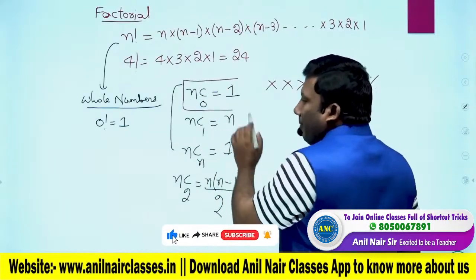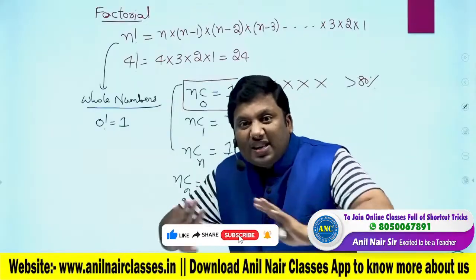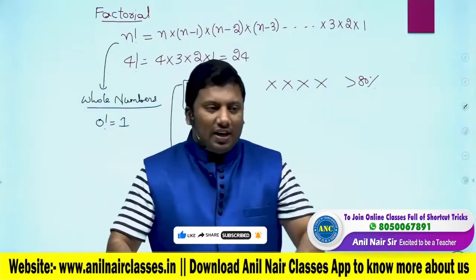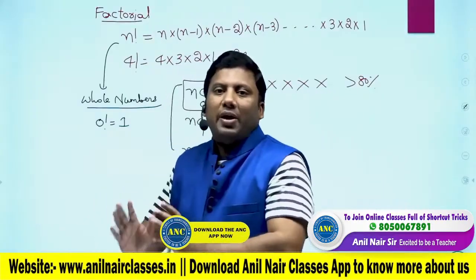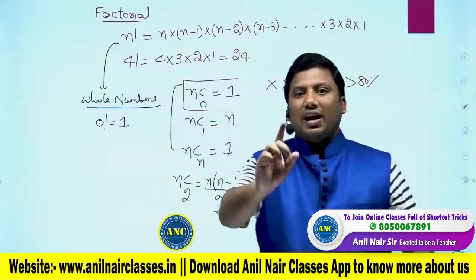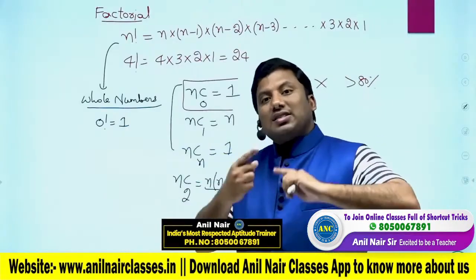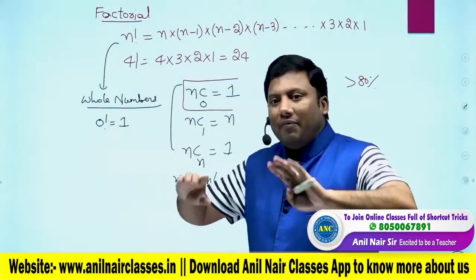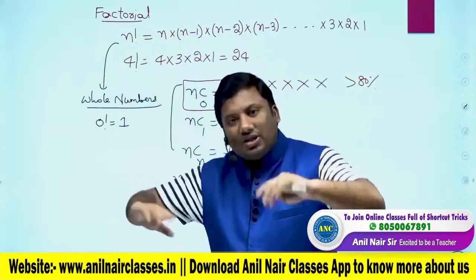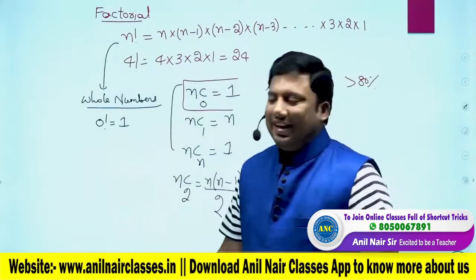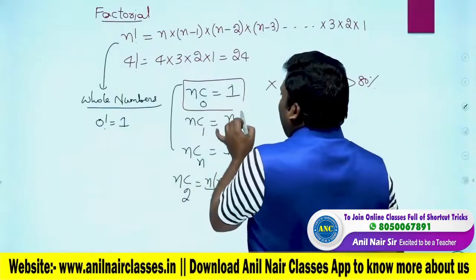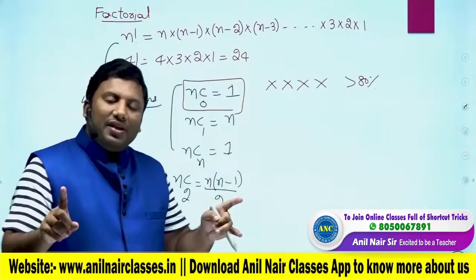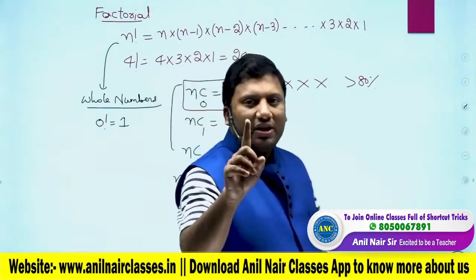nC0. From n, I am not selecting any. If I am not selecting any, I entered into the class, made an announcement, and I exited the class. None of them. Not selecting is also one of the ways of telling that I am not selecting any. That means I am rejecting all. Rejecting all is nothing but not selecting any. Rejecting all is nothing but there is only one way. Are you all with me? Rejecting all is nothing but selecting one.